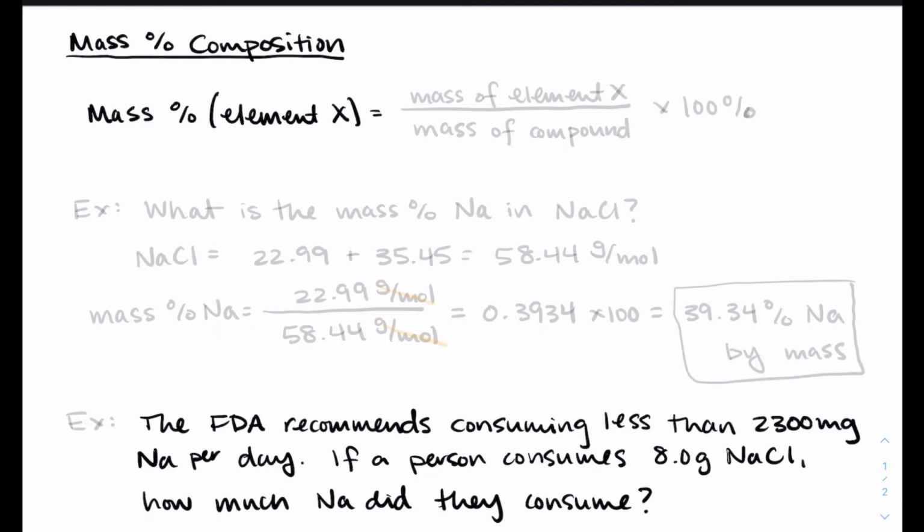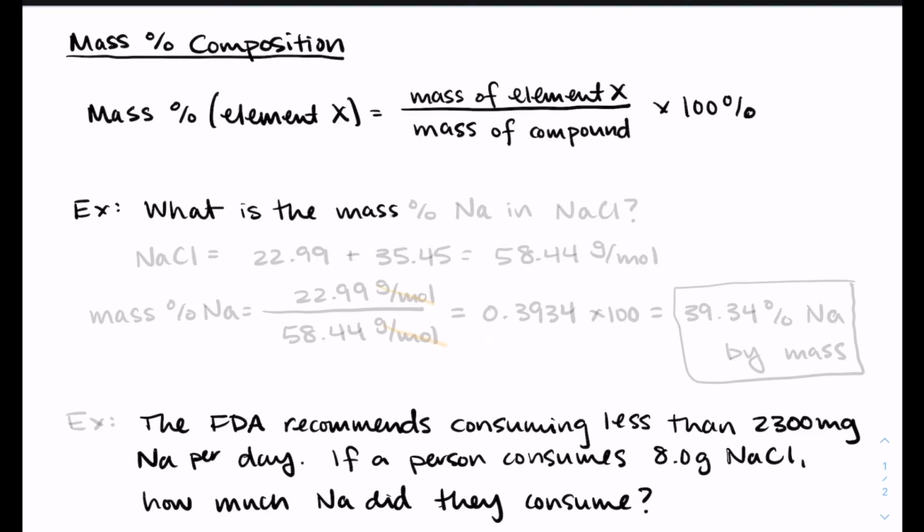This is best demonstrated with an example, and our example is, what is the mass percent of sodium in sodium chloride? One molecule of sodium chloride would have one sodium that weighs 22.99 grams per mole and one chlorine that weighs 35.45 grams per mole. So the entire molecule would weigh 58.44 grams per mole. You kind of pretend that you have 1 mole, so it would be 58.44 grams.